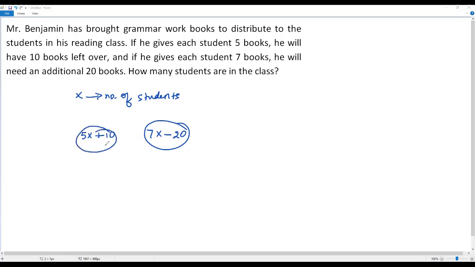So both these expressions represent the number of grammar books Mr. Benjamin has brought to the class. So they must be equal to each other. So now we have to solve for x in this equation. So first, let me subtract 5x from both sides.